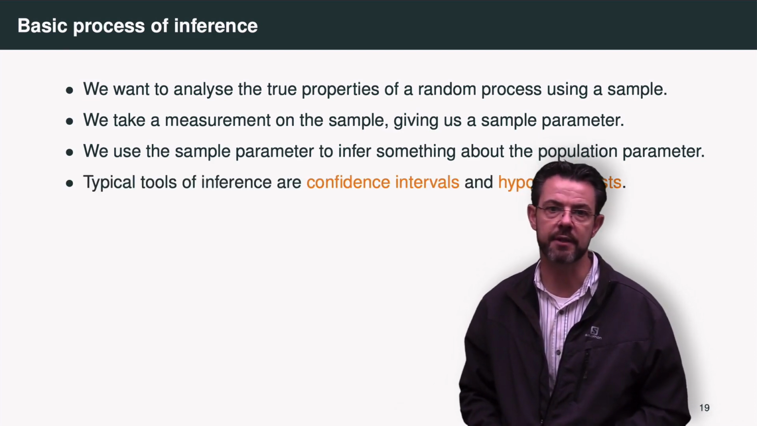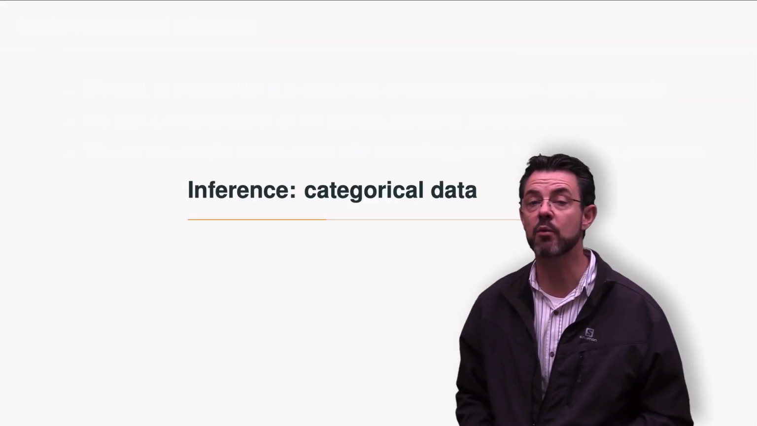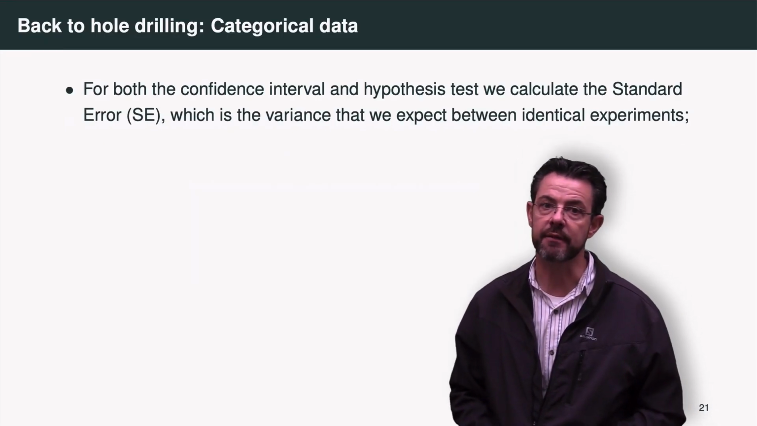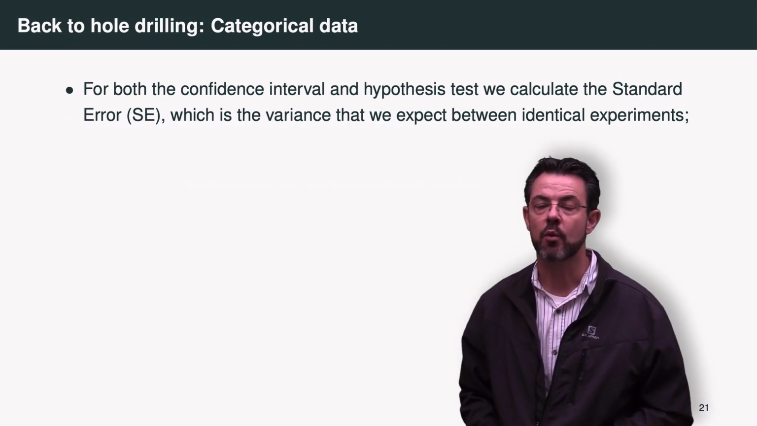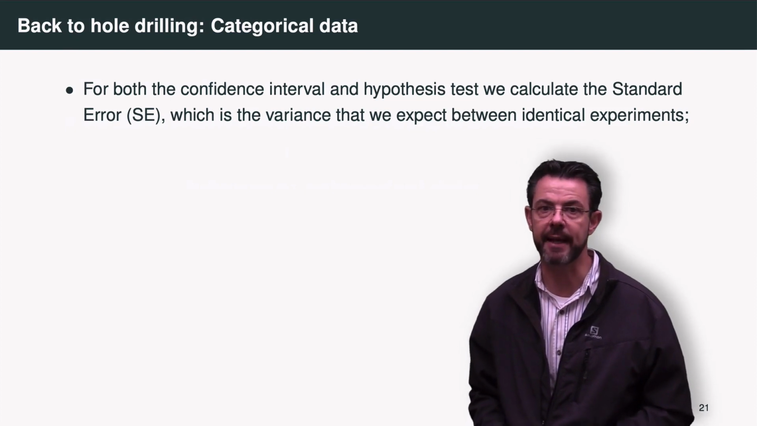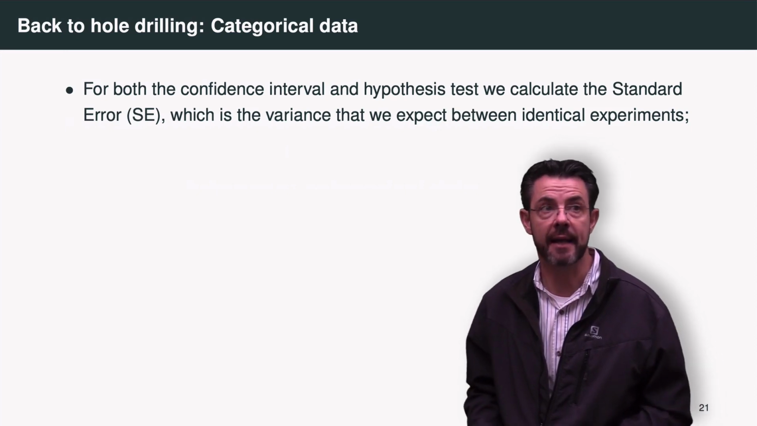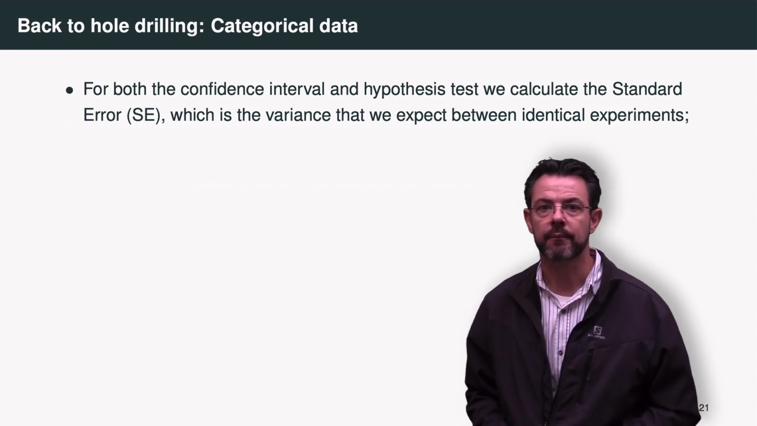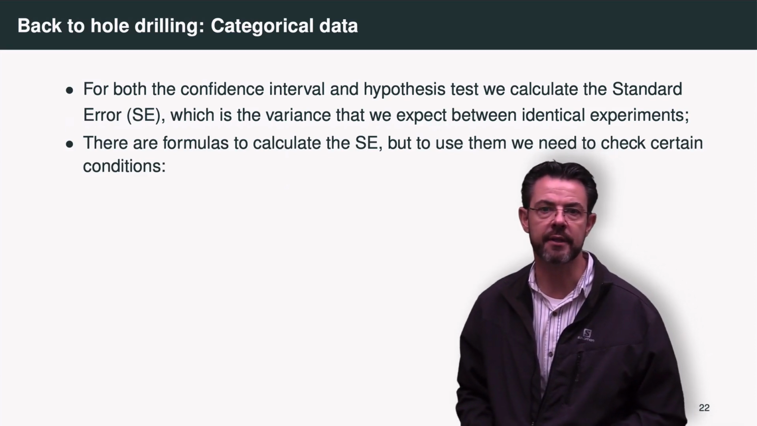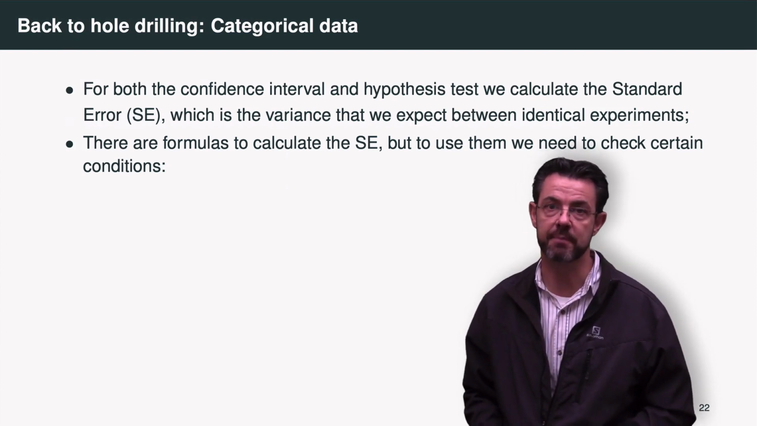The typical tools of inference are confidence intervals and hypothesis tests. And here we specifically work with categorical data. For both the confidence interval and the hypothesis test, we can calculate the standard error, which is the variance that we actually expect if we have identical experiments. Identical experiments would be like our 30 samples that we're taking. Now, there are formulas to calculate the standard error, and you've done this in engineering statistics. But to use them, you first have to check two conditions specifically.